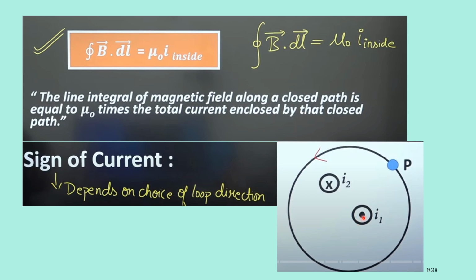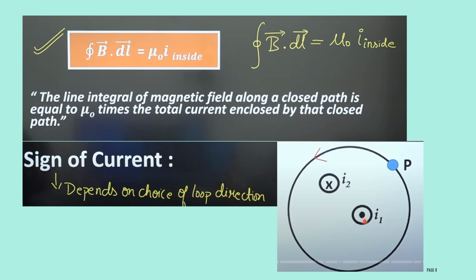Then this dot, or I1, will indicate that the direction of the current is outward. Then according to the right hand thumb rule, if the direction of the current is outward, then the magnetic field will be in the anticlockwise direction. This is the direction of the magnetic field, otherwise the loop direction, when the current is going outside.